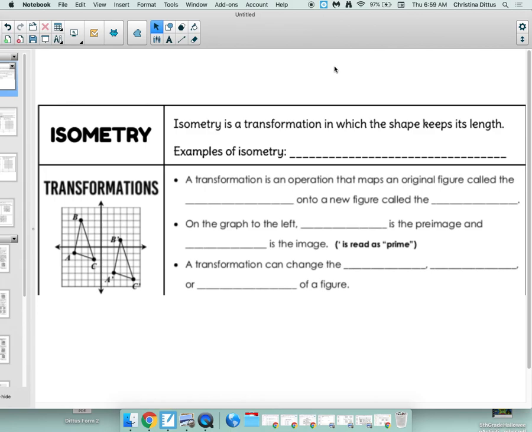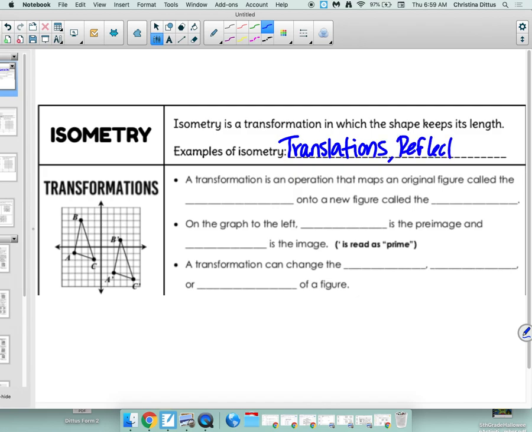All right, lesson 1 is about transformations and translations. Isometry is a transformation in which a shape keeps its length. So examples of isometry, we have our translations, that's what this chapter is on, or this section. We have our reflections, that's the next section. And then rotations. That'll be the one after that. The only one that is not an isometry is dilations, which we'll talk about later.